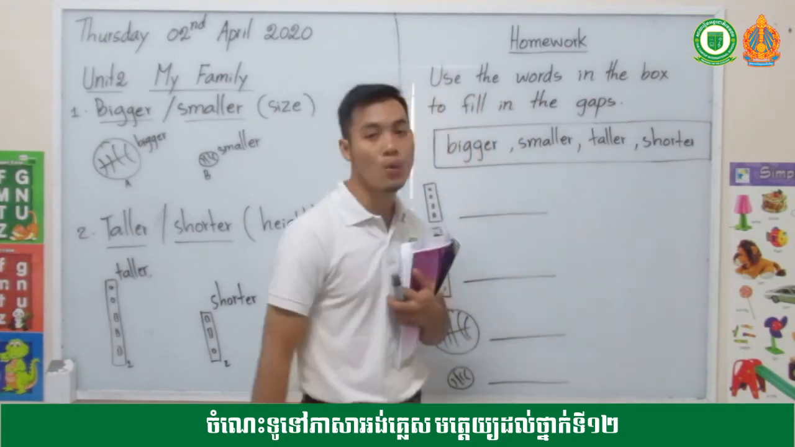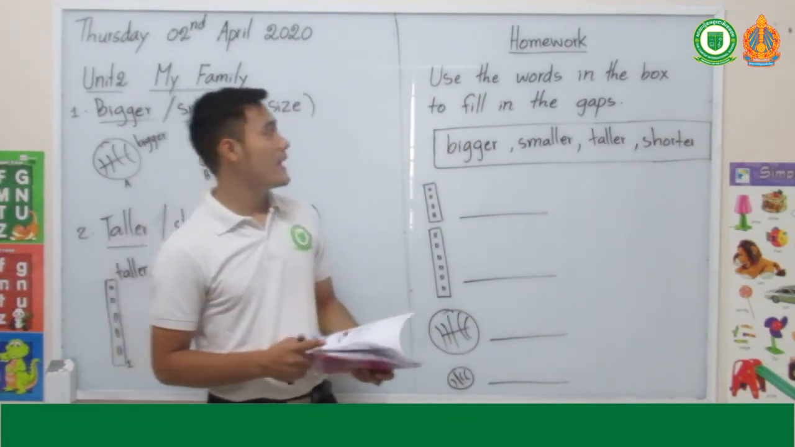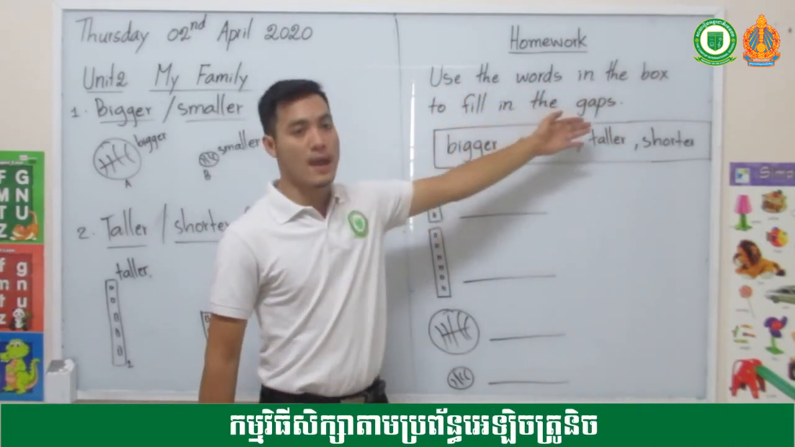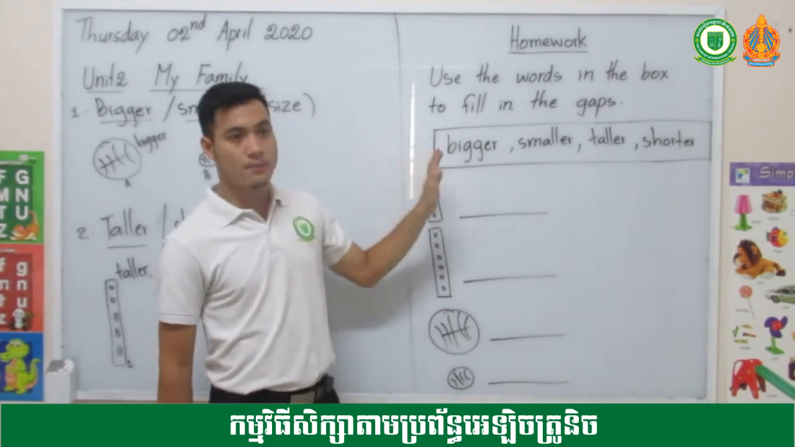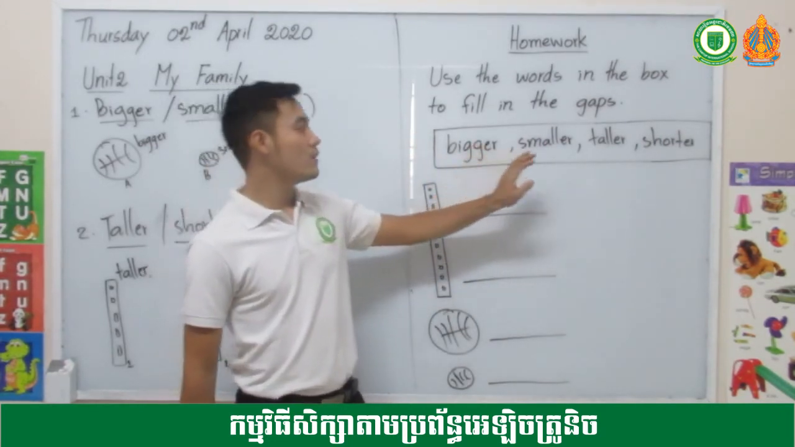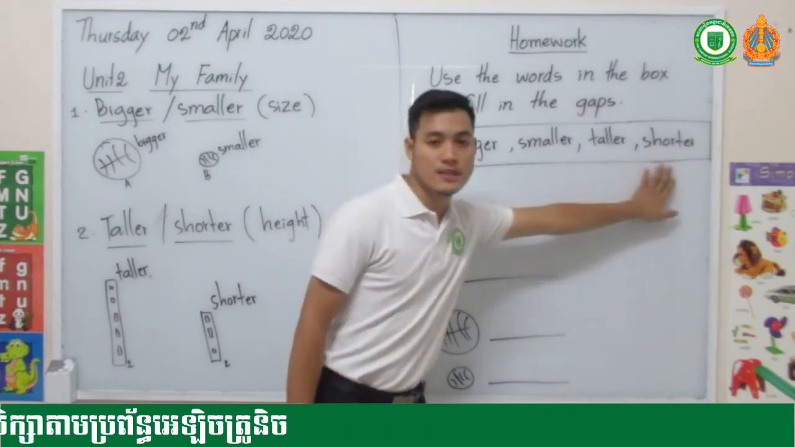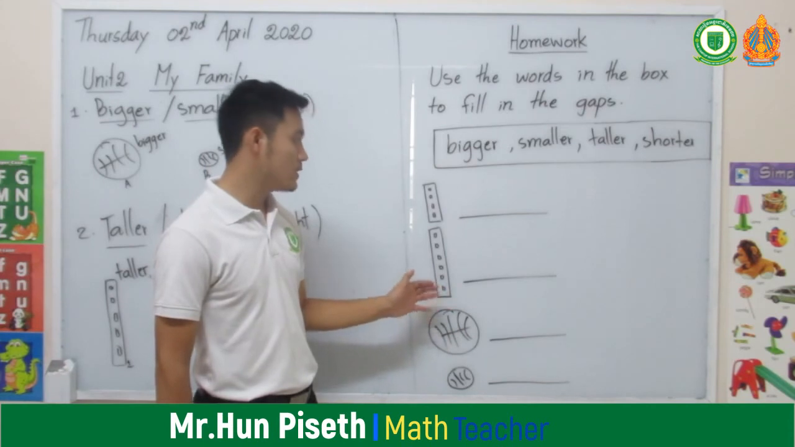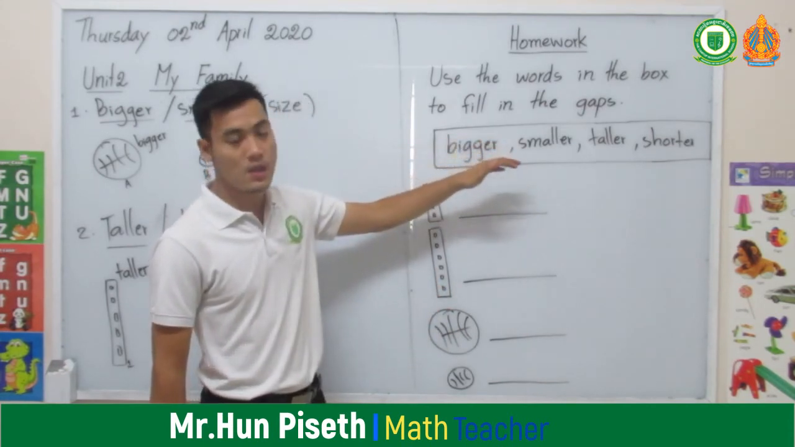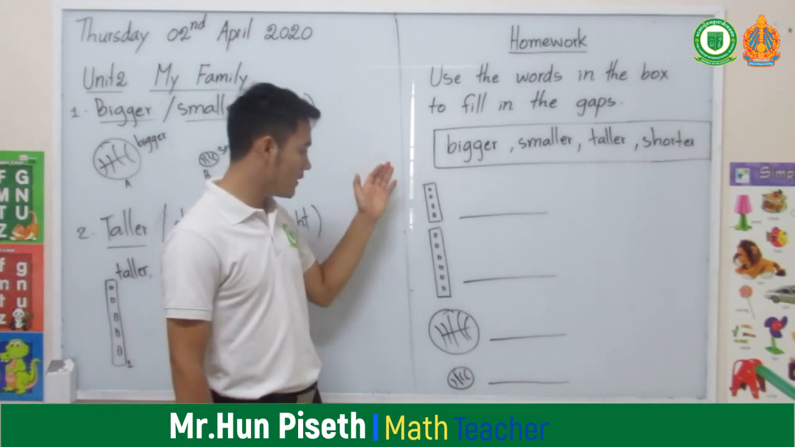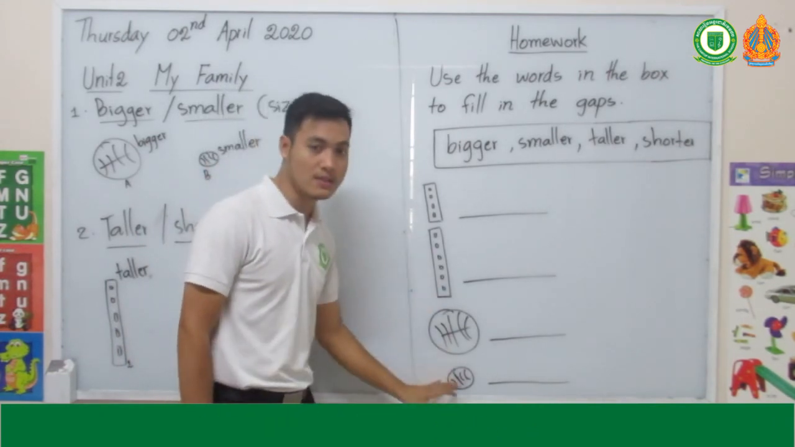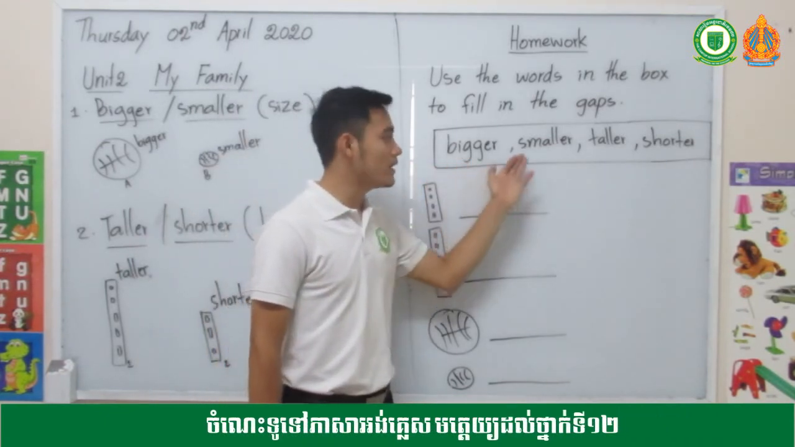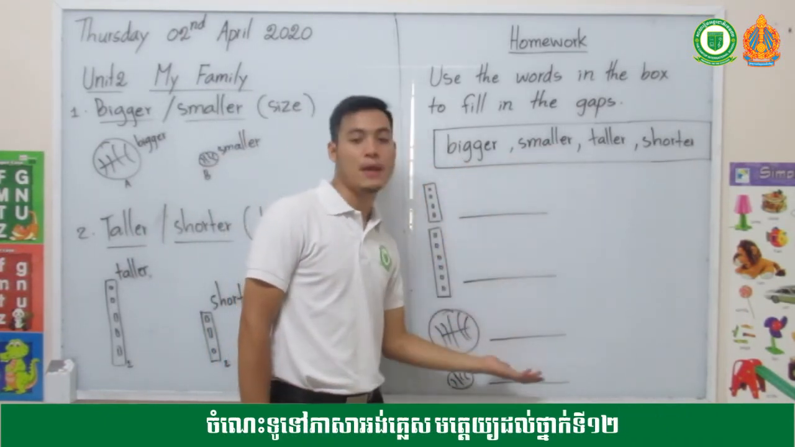So now we go to our homework. Our homework today is to use the words in the box to fill in the gaps. So over here there are 4 words provided: bigger, smaller, taller, and shorter. And over here we also have 4 pictures that you need to complete with the words in the box. So you look carefully at each building or each ball about the size and the height, and then you choose each word in the box to complete the blanks, in the gaps here.